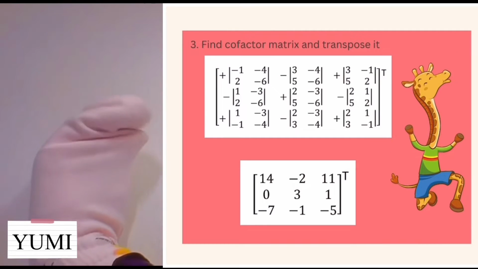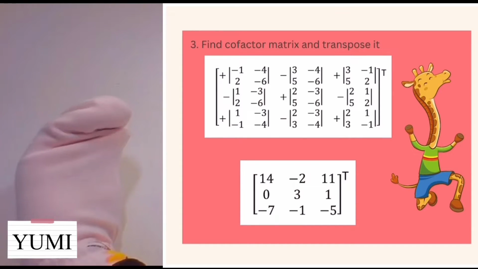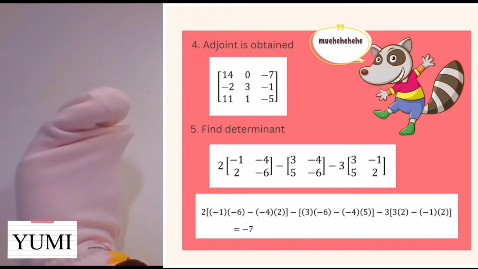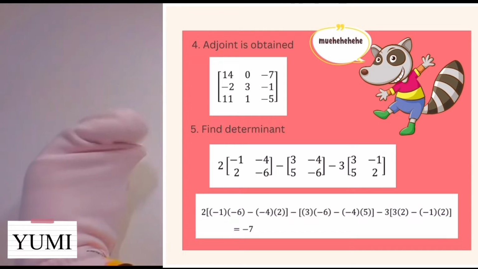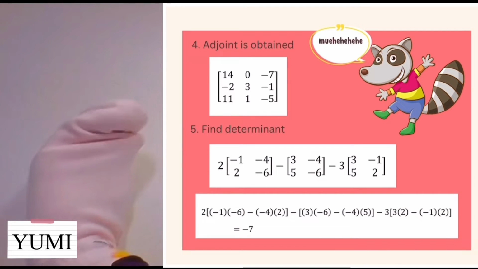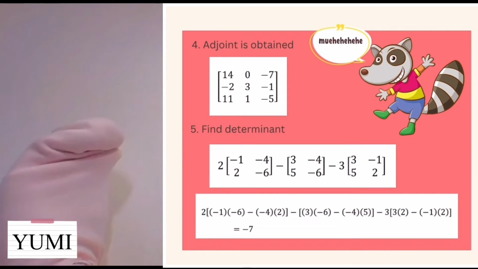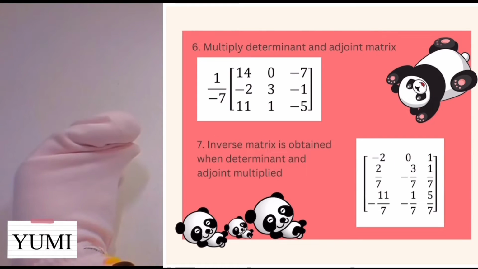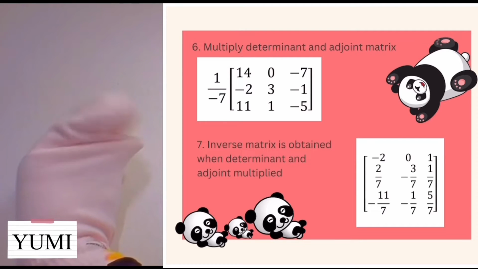So the next step is to find the cofactor matrix and then transpose it. So basically this is how the adjoint is obtained when we transpose the cofactor matrix. The next step is to find the determinant, and then we will get the determinant -7. The next one is to multiply the determinant and the adjoint matrix, and then at the end we will get the inverse matrix.